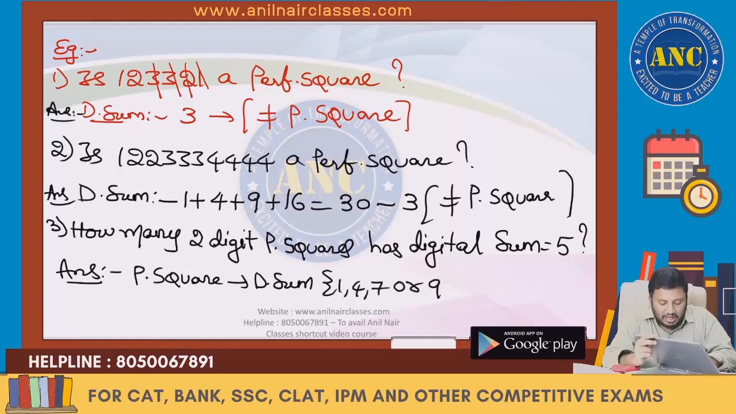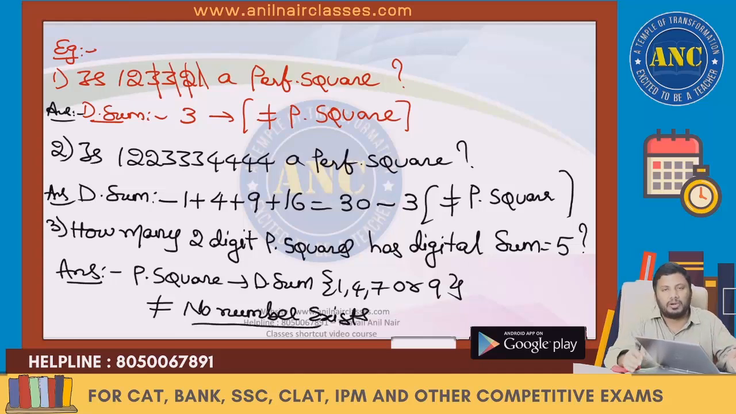But he is asking for digital sum 5. So, the answer is no number exists. No number exists. I hope it is clear.